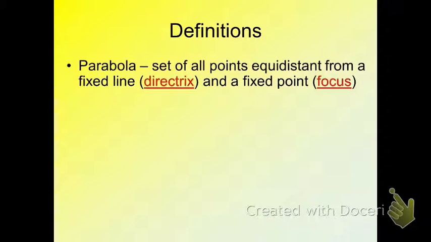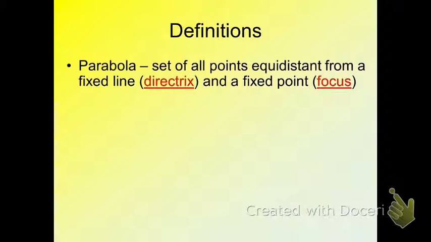So first we're going to talk about parabolas. A parabola is a set of all points equidistant from a fixed line, which is called the directrix, and a fixed point, which is called a focus. Everything else that we talked about previously, way back at the beginning of the year, will still be there. These are going to be kind of the two new things.